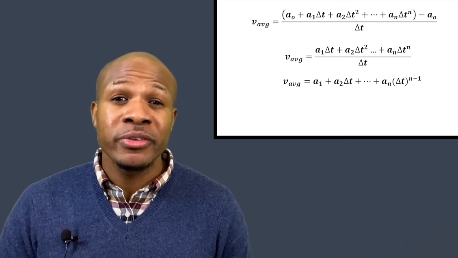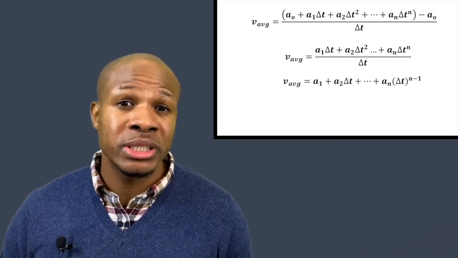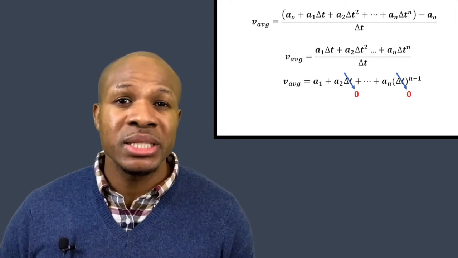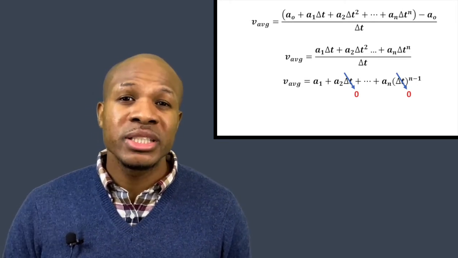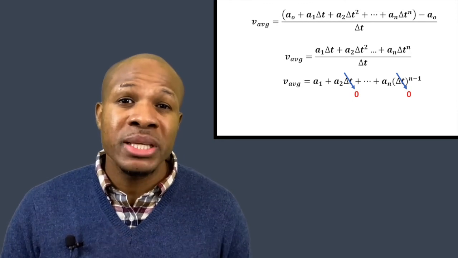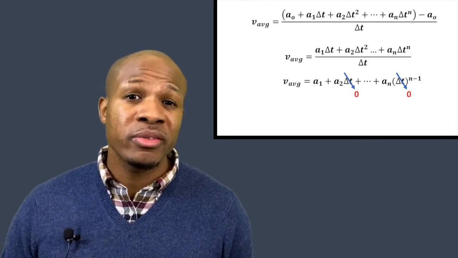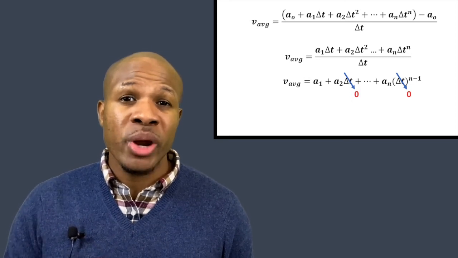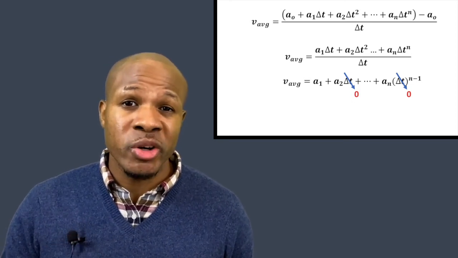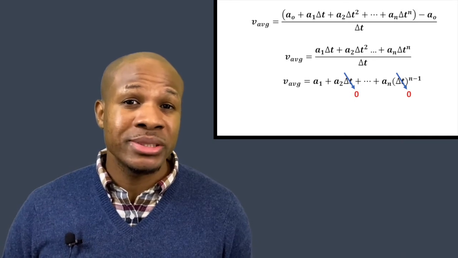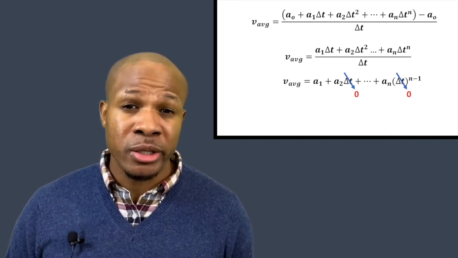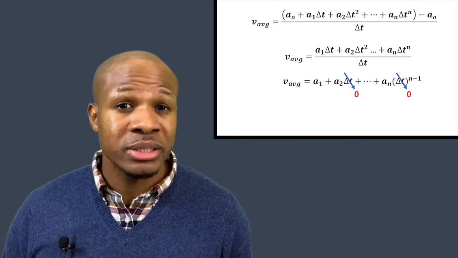And now here's the beautiful thing. If we set delta t equal to 0, we get the speed at time t, and the speed at time t will be equal to a sub 1. So this tells us that it's possible to have a speed at a single point. But we still have to be careful not to set delta t equal to 0. Remember, we arrived at this equation from the first 2 equations up top, and in those equations, delta t was in the denominator. And we can't have 0 in the denominator. So we still can't set delta t equal to 0.